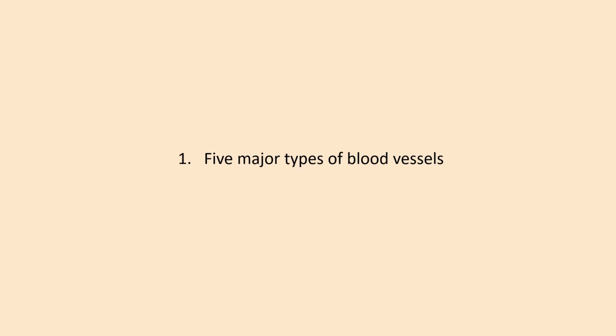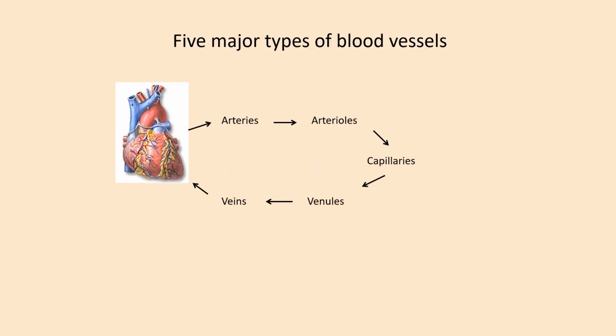So when we talk about blood vessels, we're talking about tubes, pipes, through which blood travels, and there are 5 major types of blood vessels. And these 5 major types of blood vessels are distinguished by largely size, the direction of blood flow, and other anatomical features that we'll take a look at in a moment.